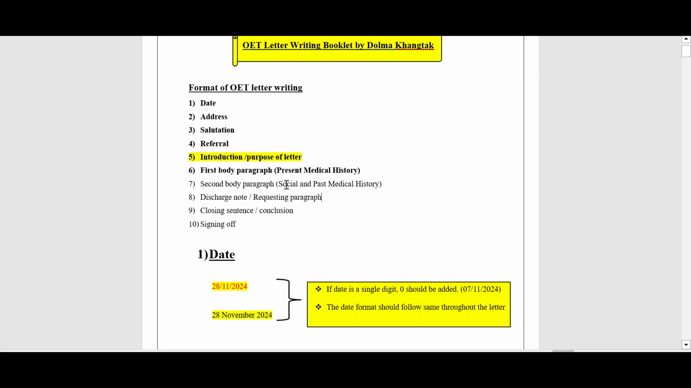So to increase the word count, you can use more social history and also add past medical history that is not relevant. But if the present medical history already has many points to mention, you should reduce this part.